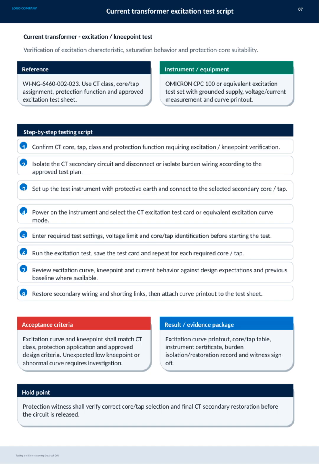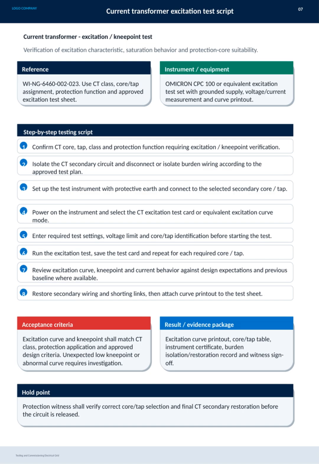Next, it's important to isolate the CT secondary circuit and disconnect burden wiring as per the approved test plan. Then we set up the test instrument with proper protective earth connections to the selected secondary core or tap. Once powered on, the instrument is set to the CT excitation test mode, where necessary voltage limits and core or tap identification are entered before running the test. The excitation curve is saved and repeated for all required cores or taps.